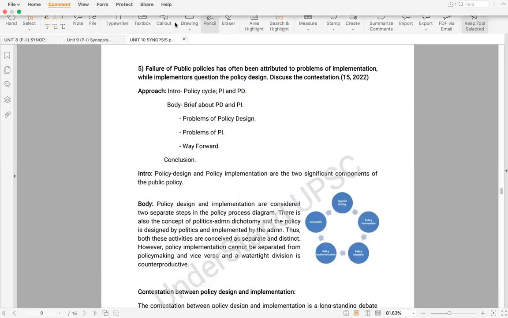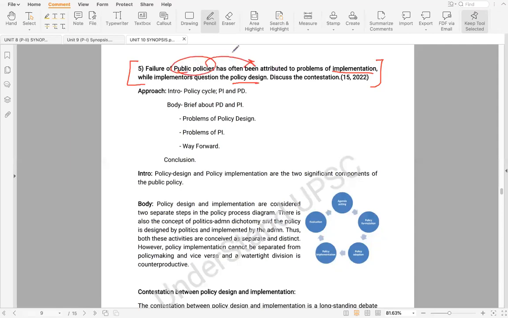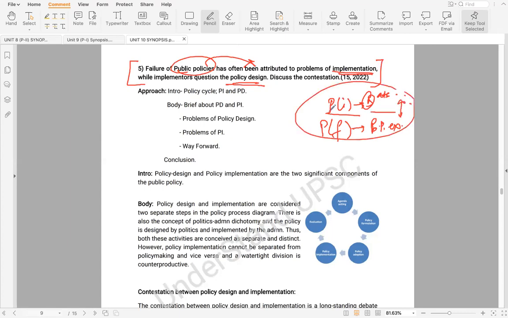Fair enough. The next question now is: failure of public policies has been often attributed to problems with implementation, while implementers question the policy design, discuss the contestation. It is basically saying that public policy is failing, and when it fails, the people who are implementing it put the blame on policy design. The implementers, which are the bureaucrats, say that the policy is failing because the policy formulation was bad, which was done by the political executive, and the political executive say that the policy implementation by the bureaucrats was bad, hence it is failing. There's this contestation, so discuss it.